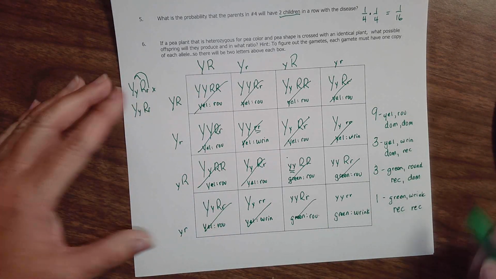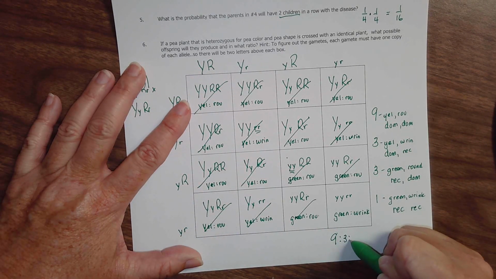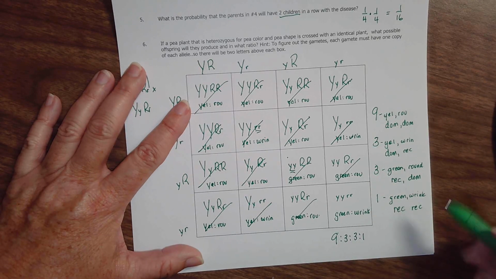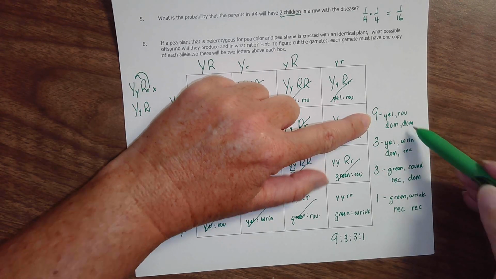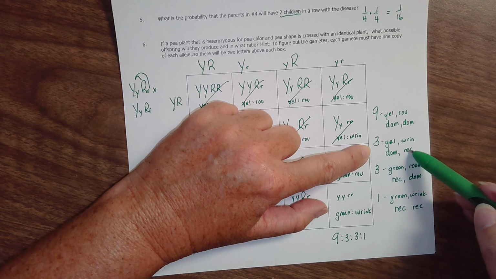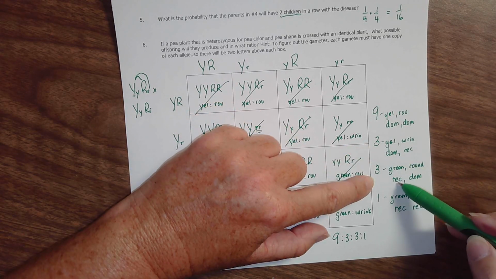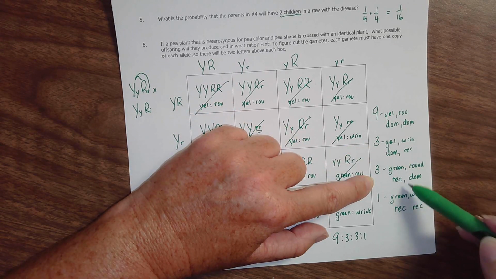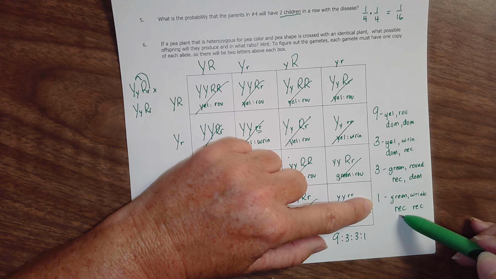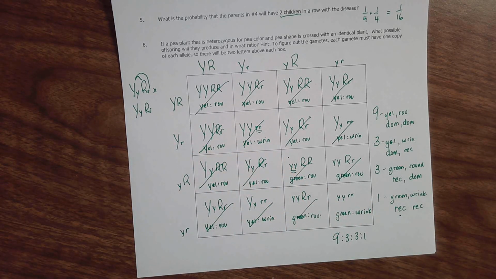So my ratio ends up being 9 to 3 to 3 to 1, where 9 have both dominant traits, 3 have one dominant and one recessive, 3 have the other recessive-dominant combination, and 1 has both of the recessive traits. And again, I will show you a shortcut for working those problems later.